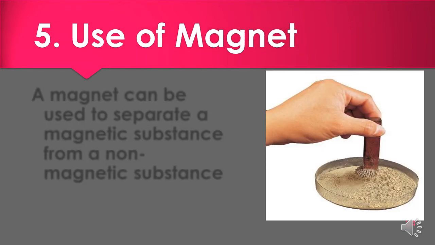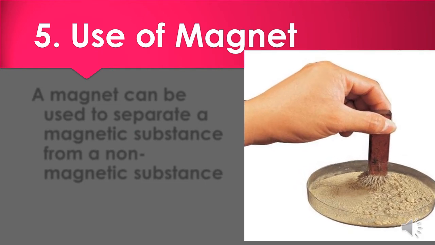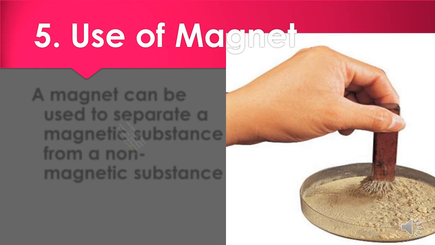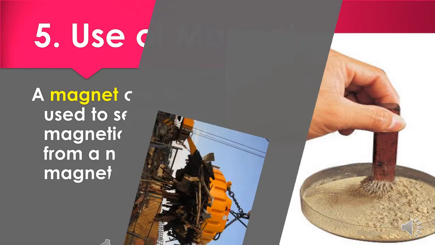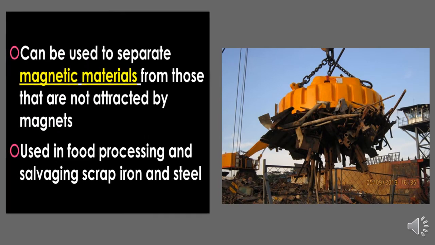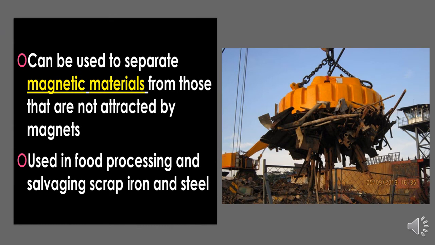Okay, next we have the use of magnet. This type of technique can only be used if you have a magnetic material mixed with a non-magnetic material. So if there's a mixture of magnetic material like steel or metal or iron in a non-magnetic material. It can be used to separate magnetic materials that are attracted to magnets, and it is used in food processing and in salvaging scrap iron and steel.